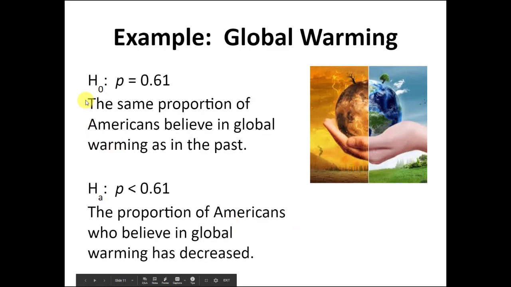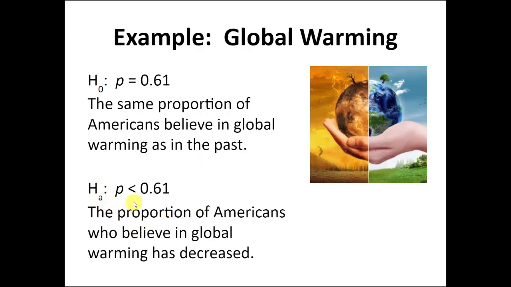So my null hypothesis would be written as H naught colon, the proportion, because it's in terms of the population parameter, it's not P hat, it's P, equals 0.61. This is the same proportion of Americans that believe in global warming as in the past. So if we did an experiment, we would expect that this would be the same, right? It wouldn't have changed. The alternate is what we're looking to see if it has changed or not.